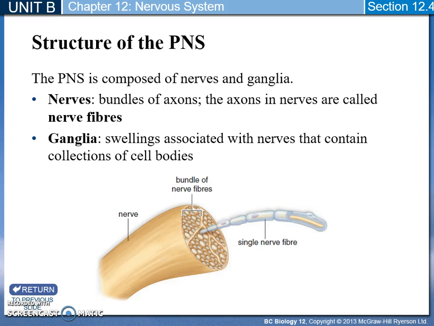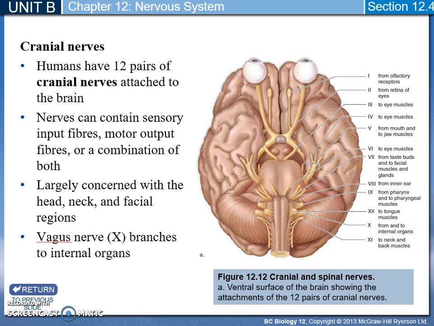These are swellings in the nerve that are supposed to be there because they need more room for the cell bodies themselves, which we've talked about before in terms of each nerve cell. You have dendrites, you have the cell body itself, and then you have the axons. And so whenever you see the term ganglia, that refers to a bundle of nerve cell bodies.